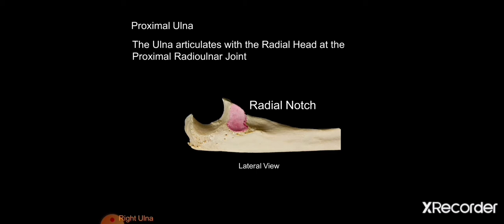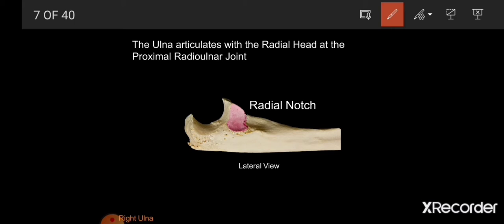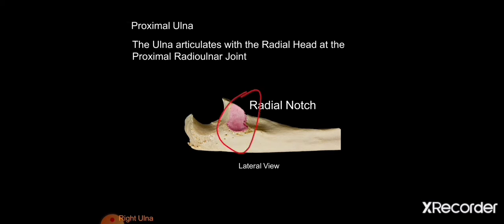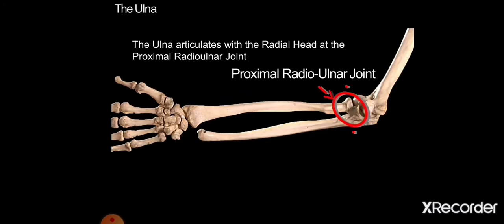Now at the proximal end we have two notches. First is the radial notch. So this area which is highlighted is the radial notch. Why is it known as the radial notch? Because here the head of the radius articulates and forms the superior radioulnar joint, that is the proximal radioulnar joint. So this is the radial notch. Here we can see the articulation of the head of the radius with the radial notch and formation of the proximal radioulnar joint.